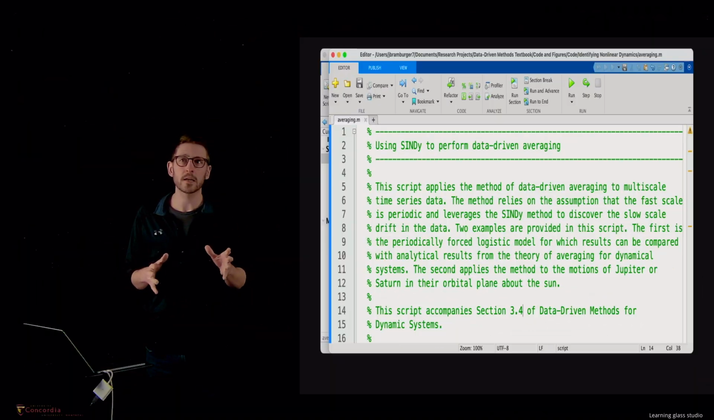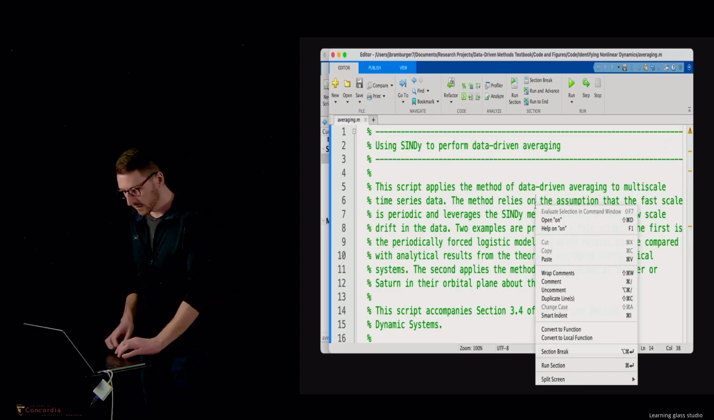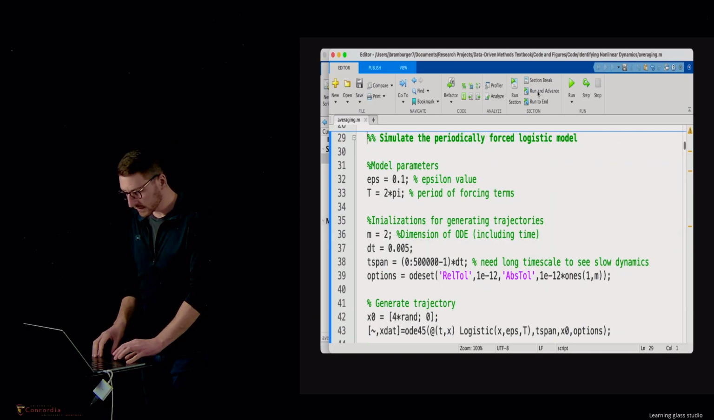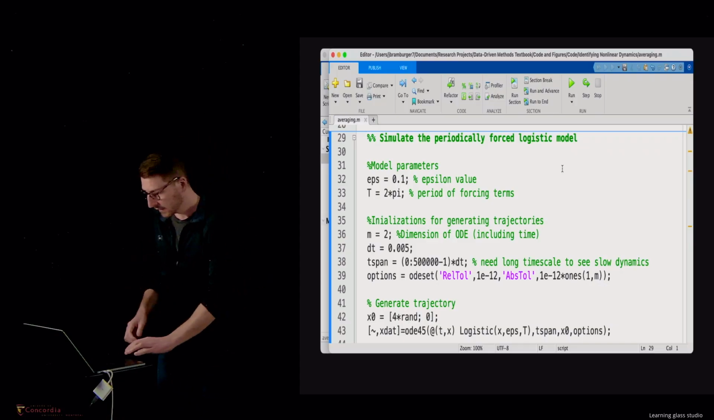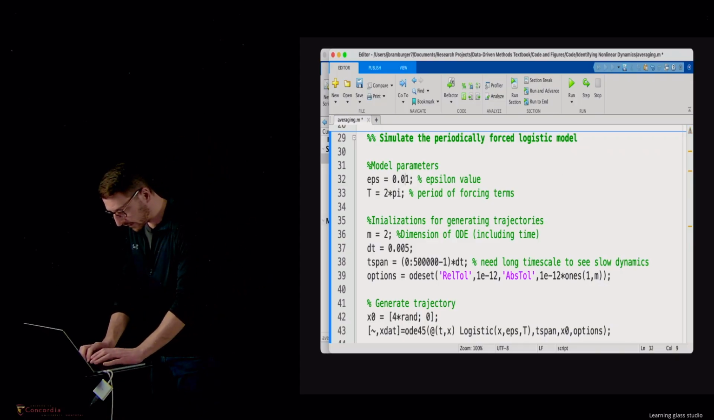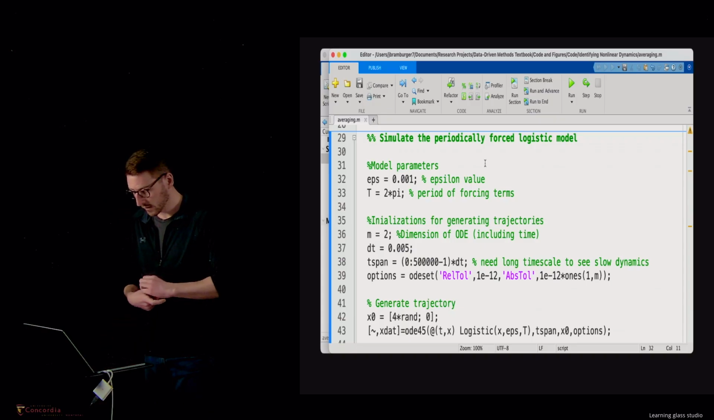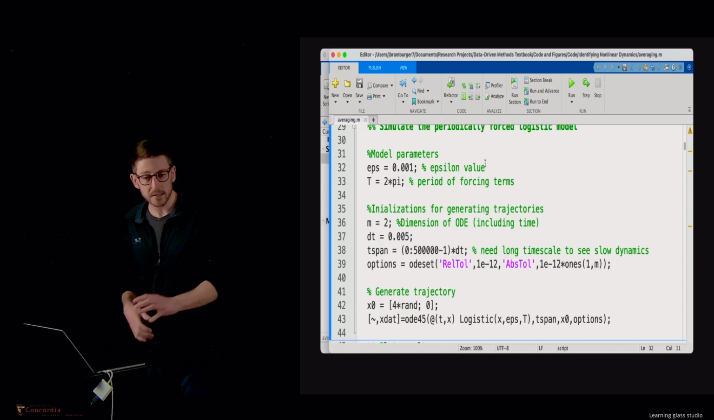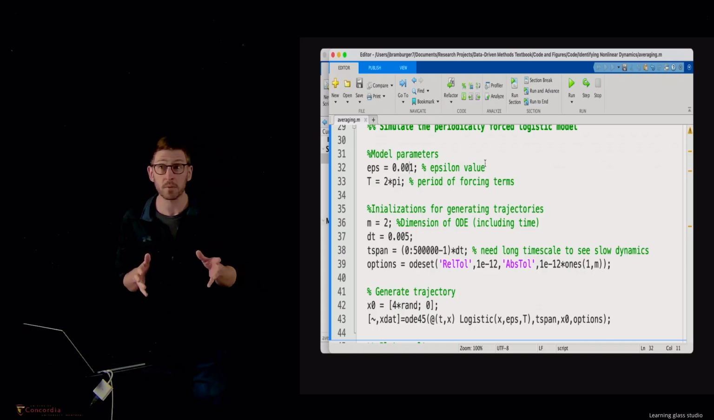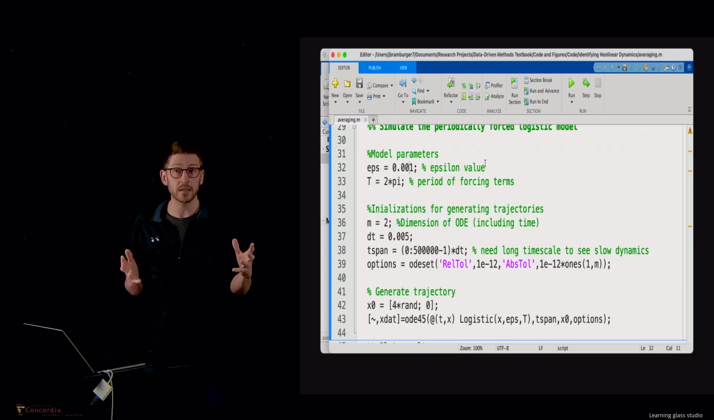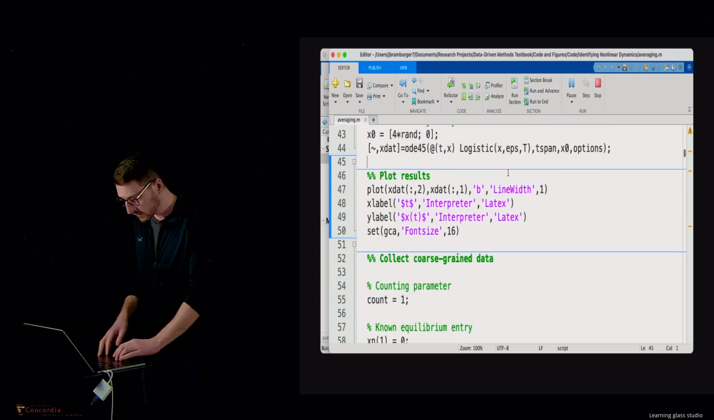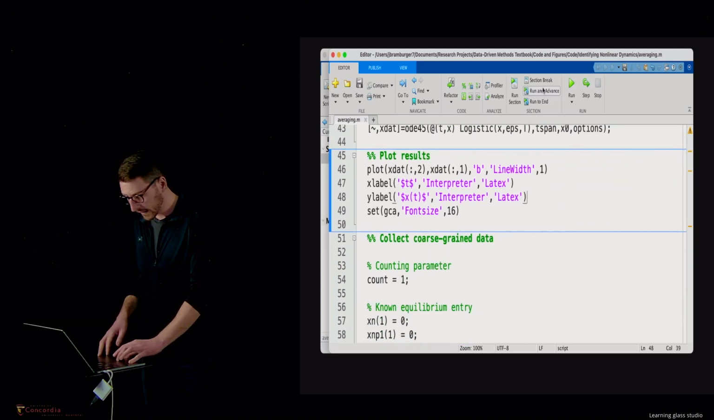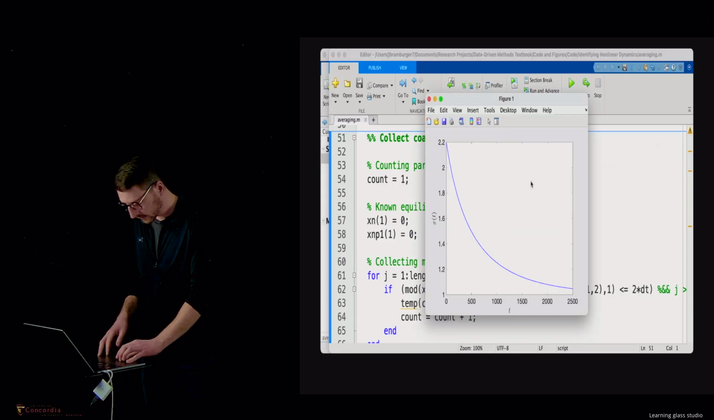All right, let's take a look at a MATLAB demonstration here. And we're going to do this on the logistic model that we saw previously. Okay, so let's take a very small value of epsilon here. I'm going to integrate up the system in the same way we did for the stroboscopic mapping to generate my signal. I'm going to do this for a whole bunch of random initial conditions. And let's take a look at what the signal actually looks like.